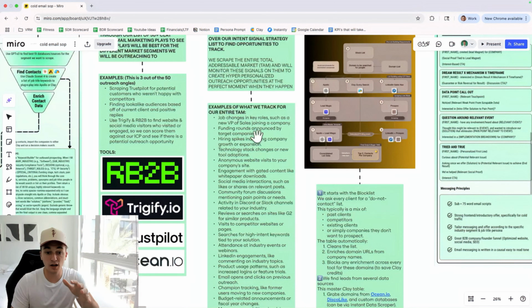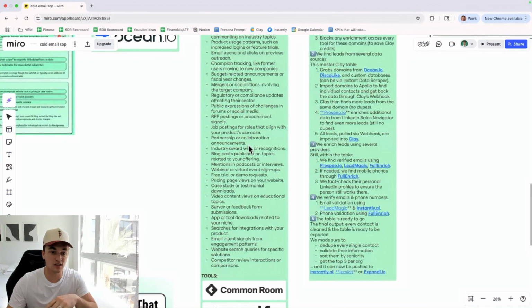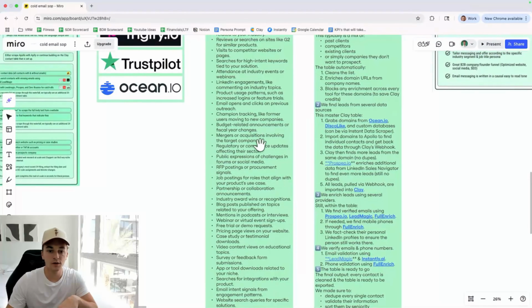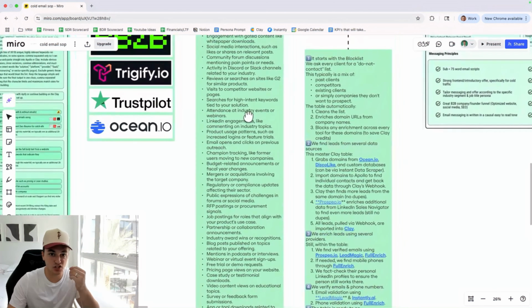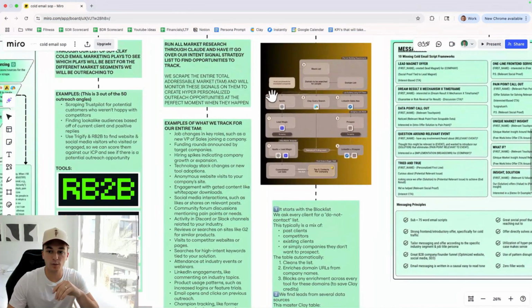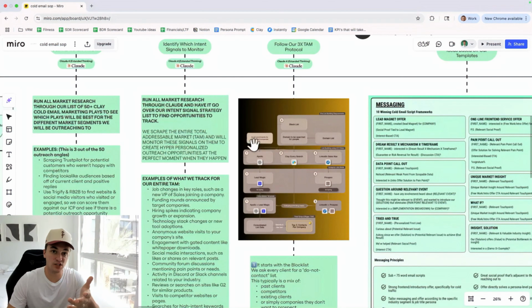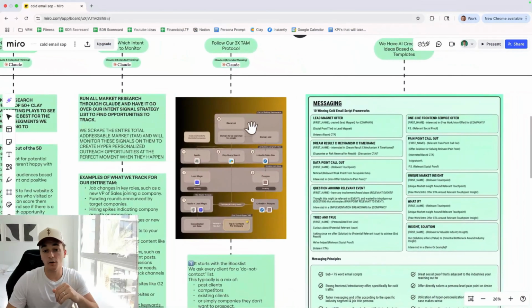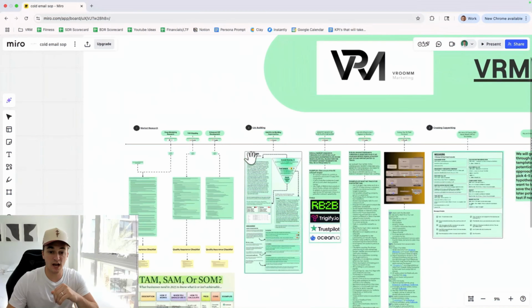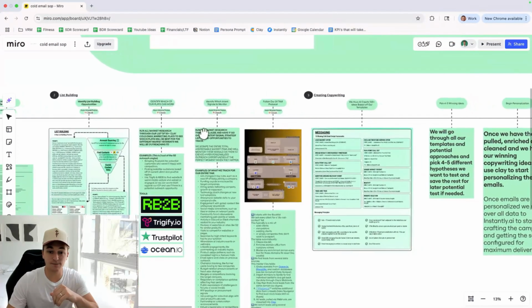And then if they raise money or do any of these other ones, now we don't use them all. These are just a big list of all different types of signals, mergers, stuff like that. We'll personalize our outreach message fast, so it's extremely relevant and it looks super personalized. And we're the first person to reach out to them before anyone else. Okay, so right now we've covered market research and list building.